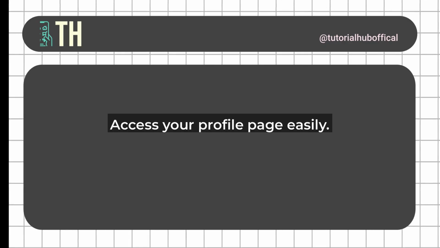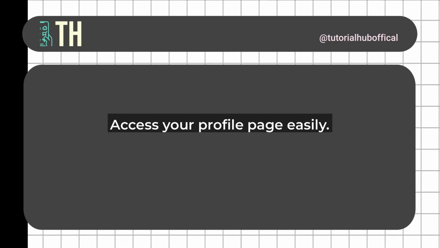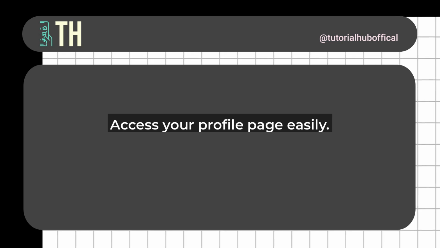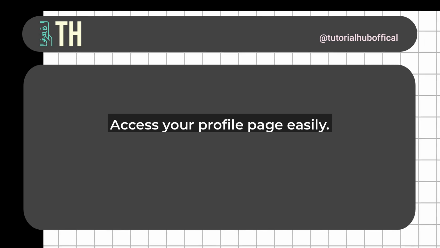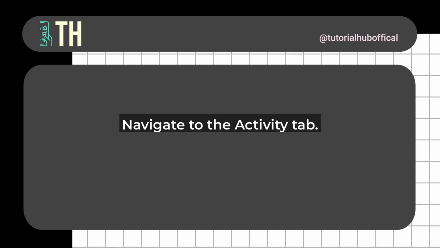Let's dive right in. First off, make sure you're logged into your YouTube account. Open the YouTube website on your computer or the app on your mobile device, and sign in with your Google credentials. This is crucial because comment history is tied to your personal profile.